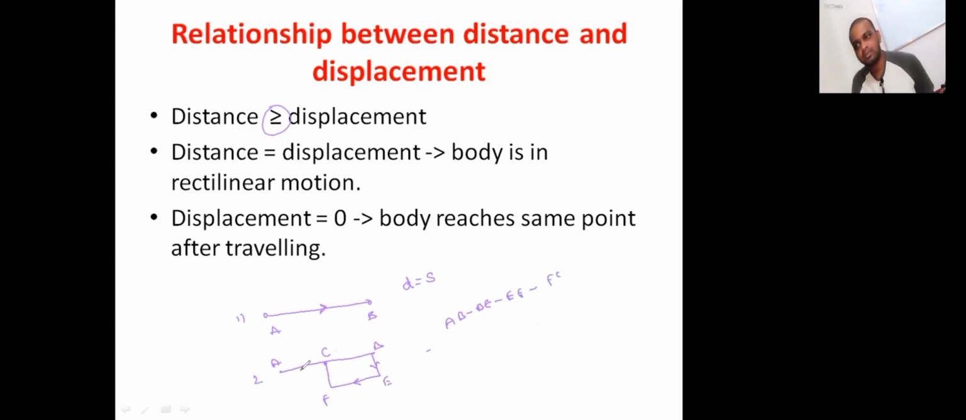So now what will be the displacement? The displacement will be AC. But the distance is much greater, and the displacement is very less. Distance is equal to displacement when the body is in rectilinear motion. When displacement is equal to 0, the body reaches the same point after traveling some distance.